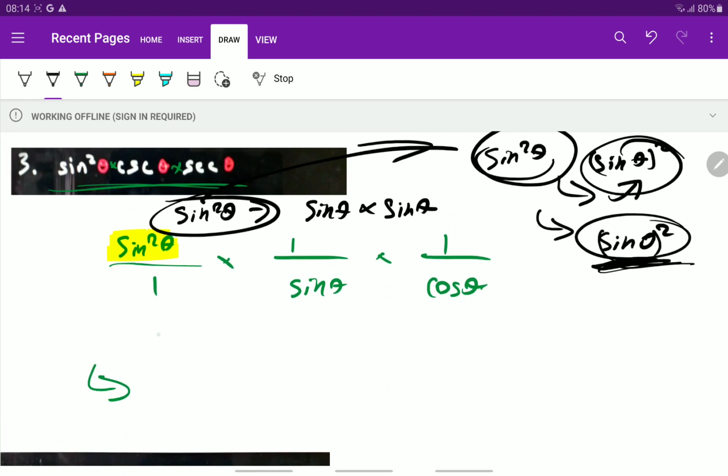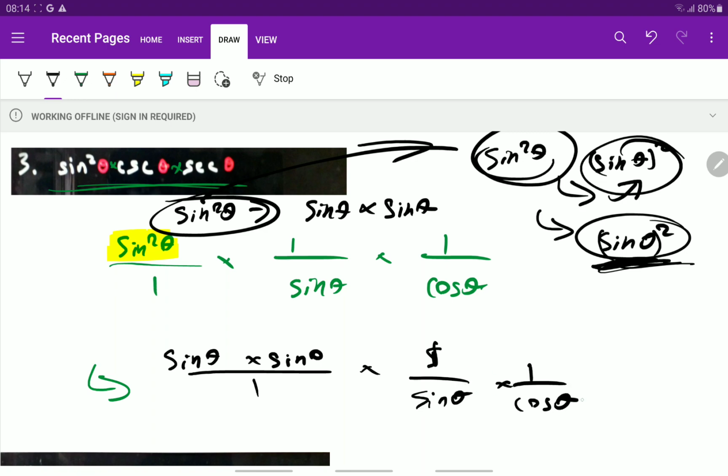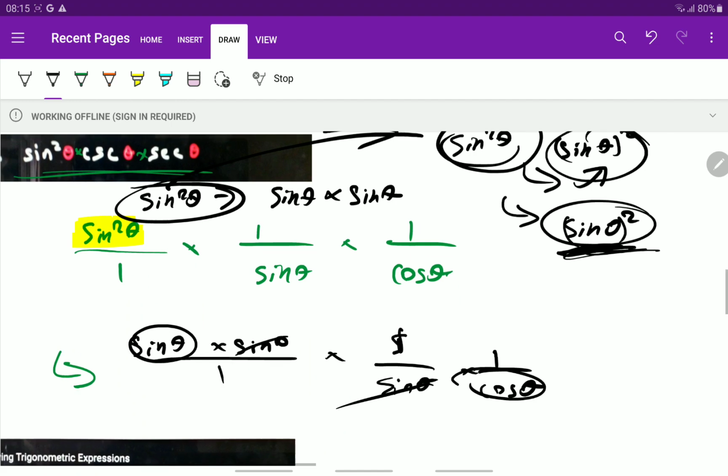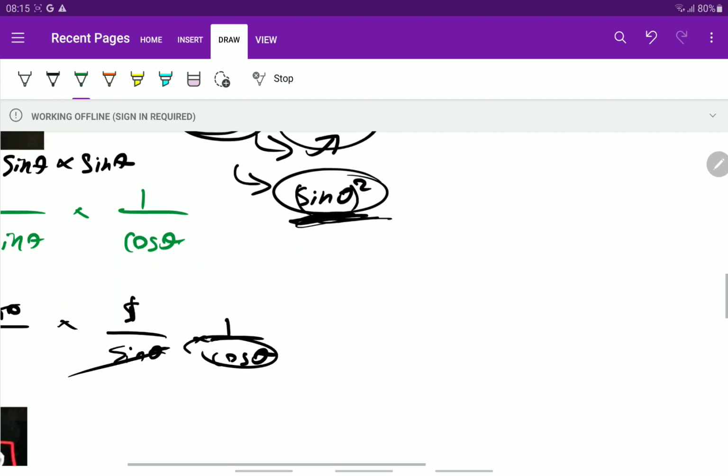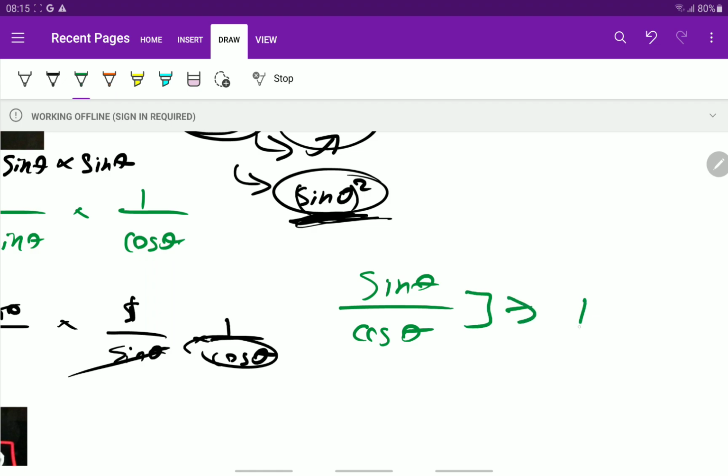So we can expand this and write it as sine theta times sine theta over 1 times 1 over sine theta times 1 over cos theta. Now, one of these sine thetas cancels out, and we just have sine theta over cos theta. We know that sine over cos theta is just tan theta. So this is our simplified version.